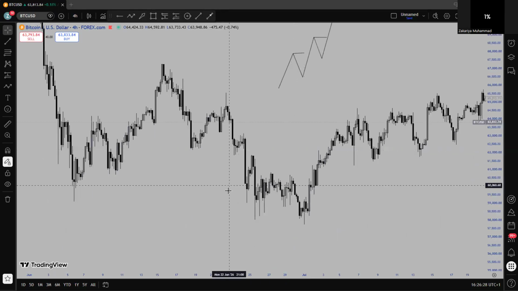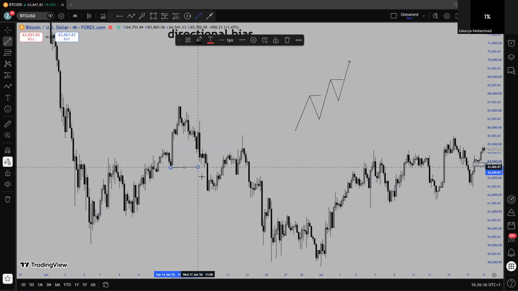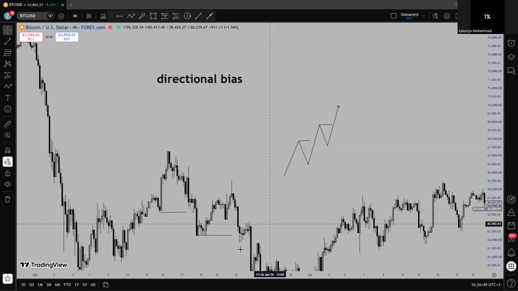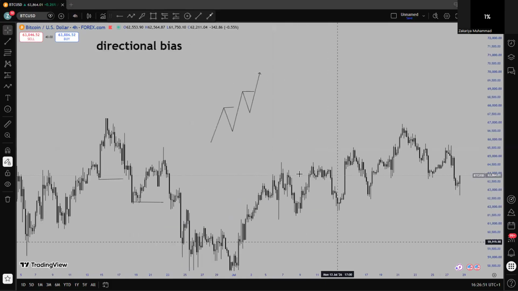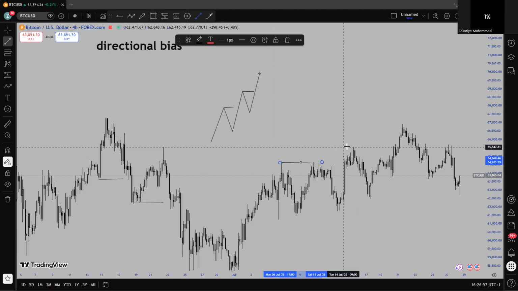If you can confirm your bias from a specific time frame, the time frame you use for your bias, with two consecutive breaks of structure, that means I have this one break of structure and I have another break of structure right here. That means I have two consecutive breaks of structure, so I confirm this market is bearish. The same thing applies to a bullish market. I will have two consecutive breaks of structure, with the market breaking highs. Break of this high, that's one. And then I have another break of this high. That's two.